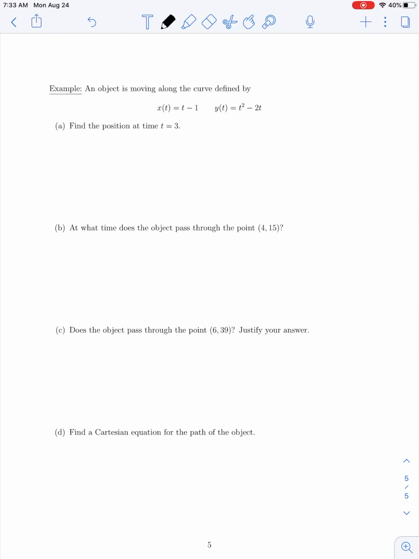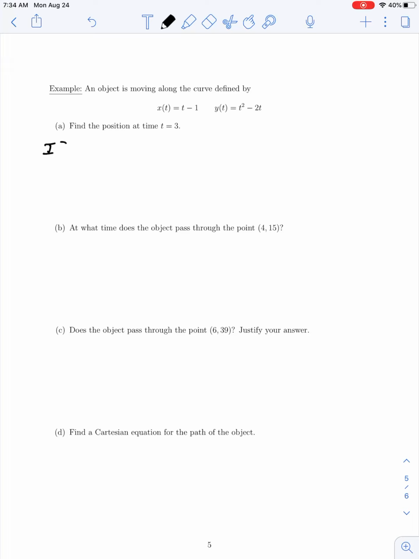So our last example for this section illustrates one application of parametric curves, maybe in tracking the motion of some object through the plane or through 2 dimensions over time. So in this last example, we're told that an object is moving along a curve defined by the equations x is equal to t minus 1 and y is equal to t squared minus 2t. So given that information in part A, we are asked to find the position of this object at time 3.